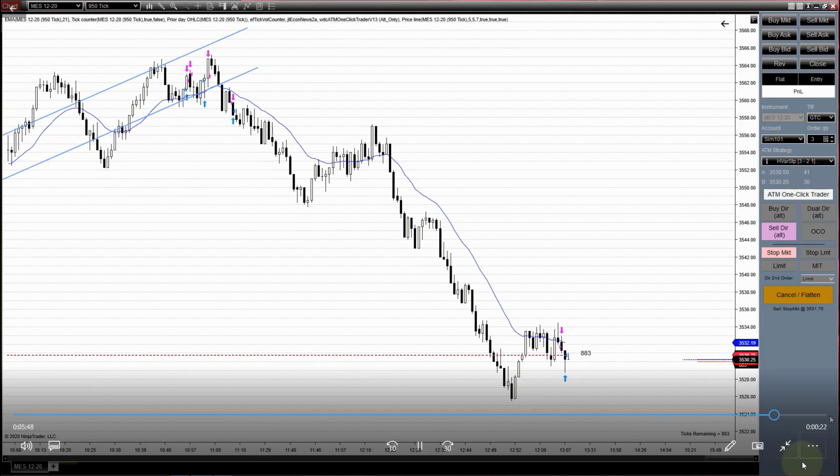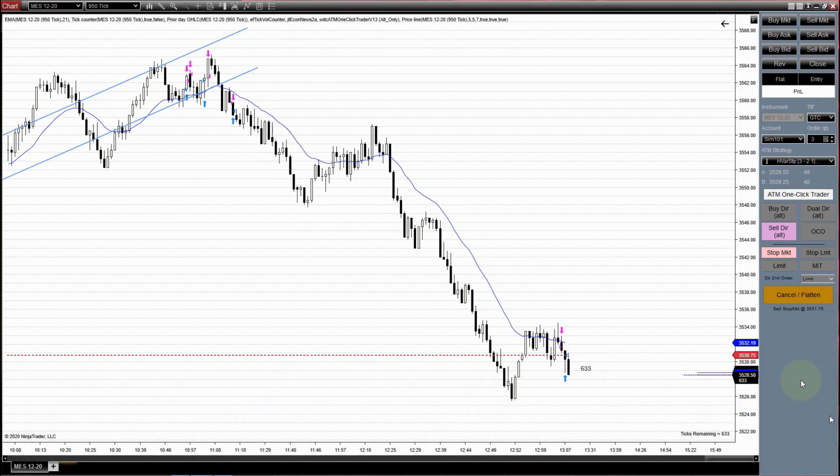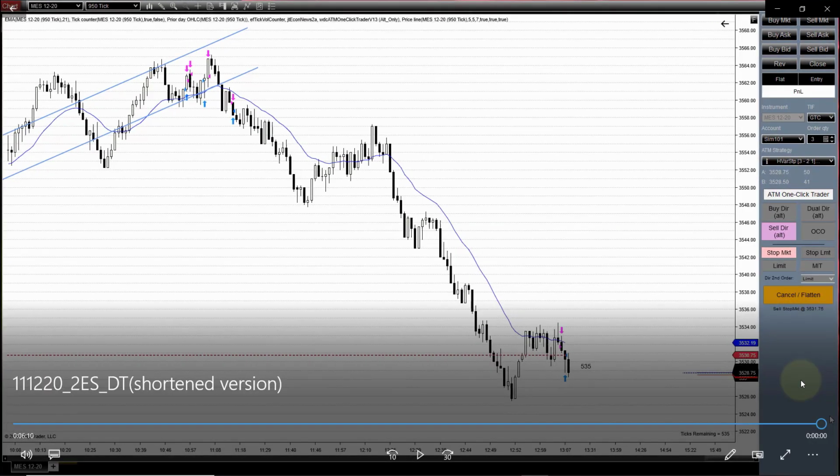Well, in the end, maybe not. I think he had moved it up to here first, so he probably would have gotten it filled. I can't remember exactly where he moved it to first. But it looks like it's continuing to go lower, so this may be one where he regrets having moved it. But that's the way it goes, and that's the end of it.